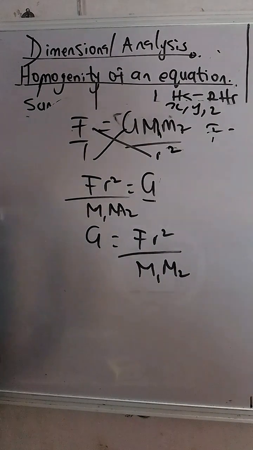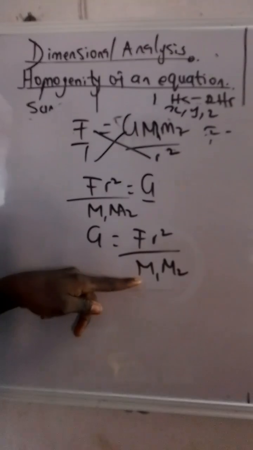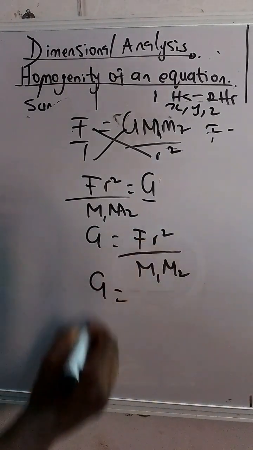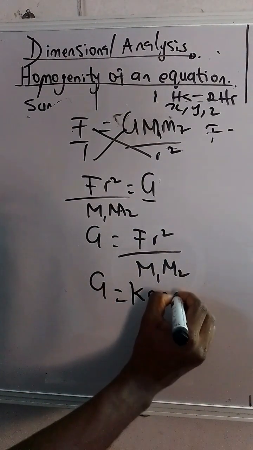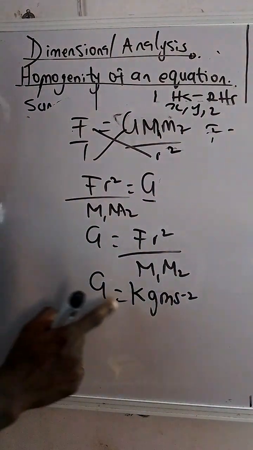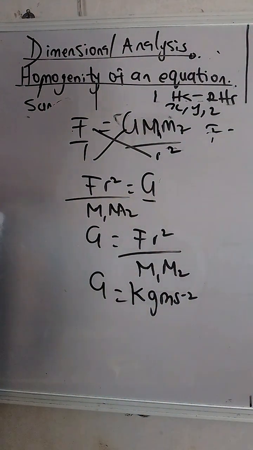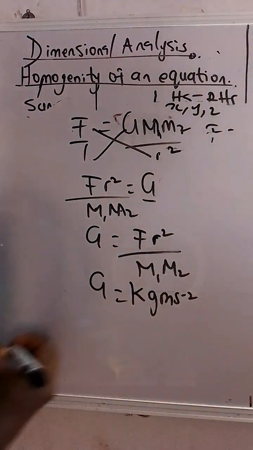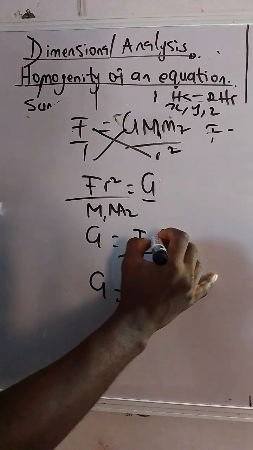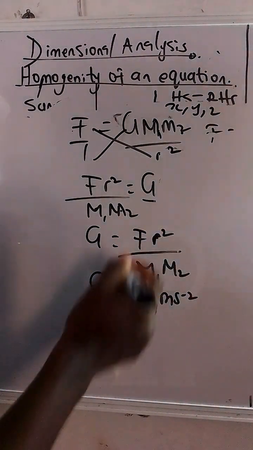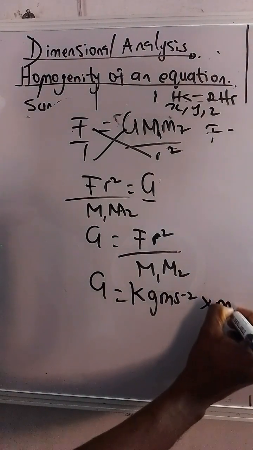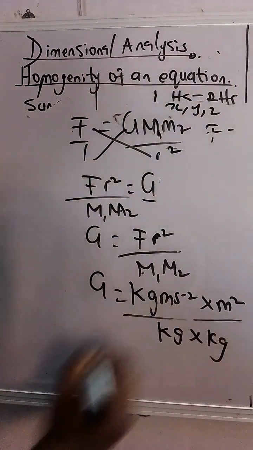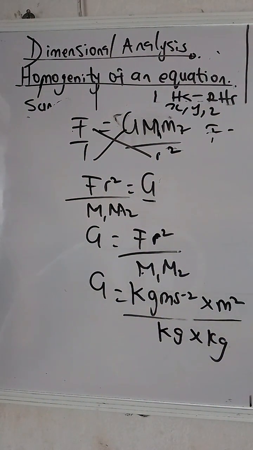Everybody knows that the unit of mass is kilogram, right? What is the unit of force? The unit of force is kilogram meter per second square. Again, if you don't know how I get kilogram meter per second square, go back to my previous video and watch it. You will see how it is done. Now this r here represents distance, and the unit of distance is meter. That's going to be times meter square over mass times mass, that is kilogram times kilogram.